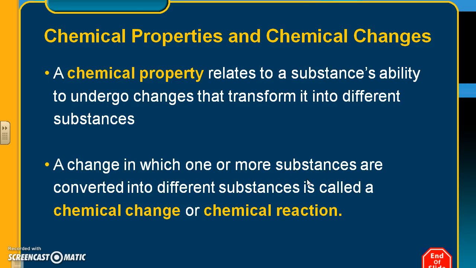So chemical properties and chemical changes. The chemical property relates to a substance's ability to undergo changes that transform it into different substances. So a chemical property, in my words, would be how one substance reacts with another substance. That's what a chemical property is. We define it by how it reacts with something else.